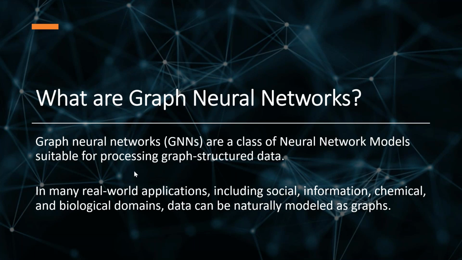In many real world applications, including social media and information exchange, or chemical and biological domains, we have a lot of use cases that we can solve using GNN. In places where the data is very scattered and not organized, we look for graph models or a graph neural network implementation.